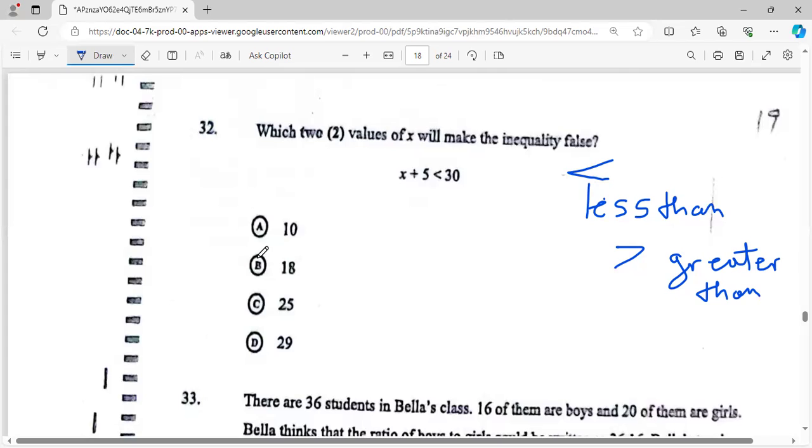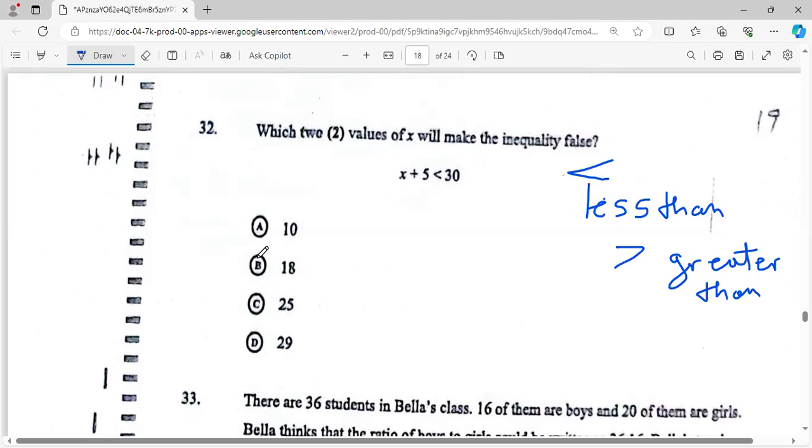Sir, I again would use 10 and 18. Sir, I disagree, because 18 plus 5 is 23. Jubain says he disagrees too. Why do you disagree, Jubain? Sir, because it says that they want to make the inequality false, sir.